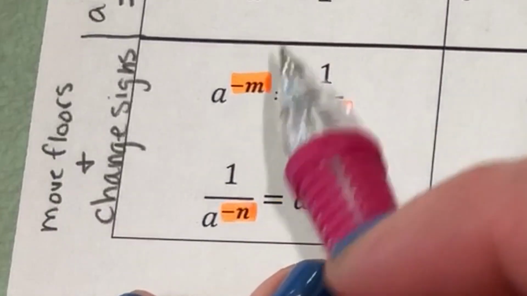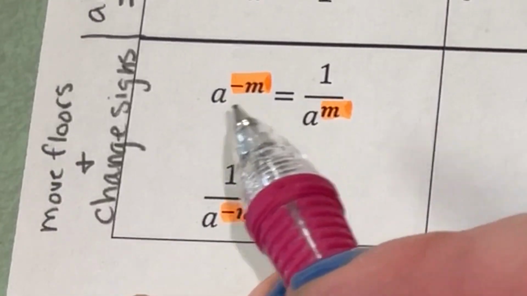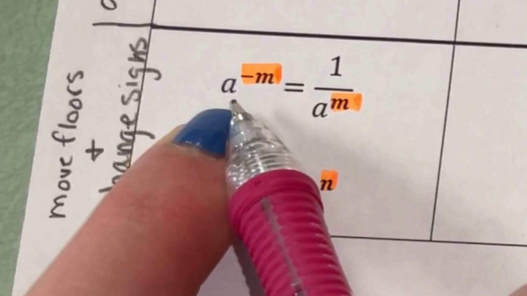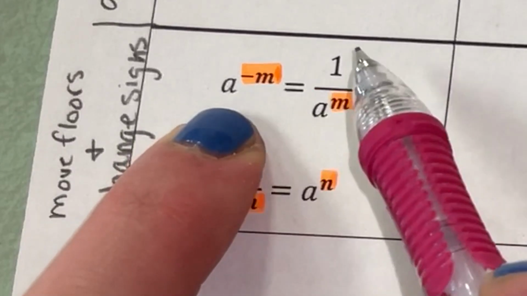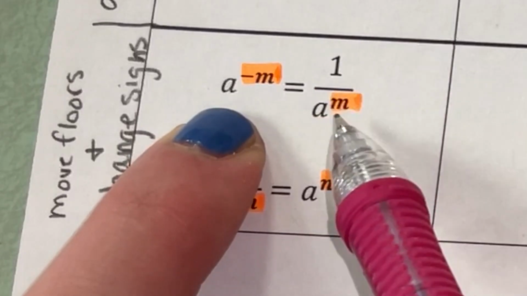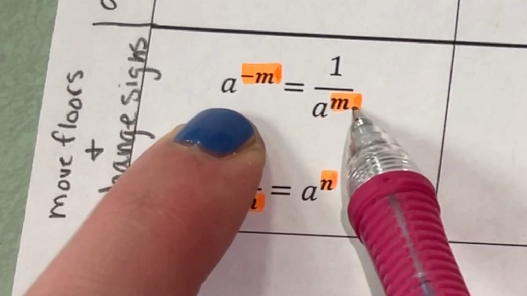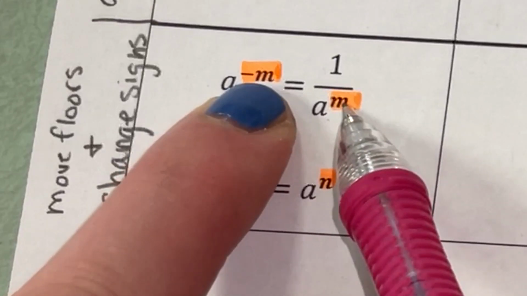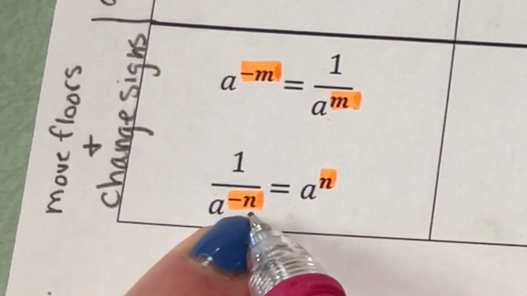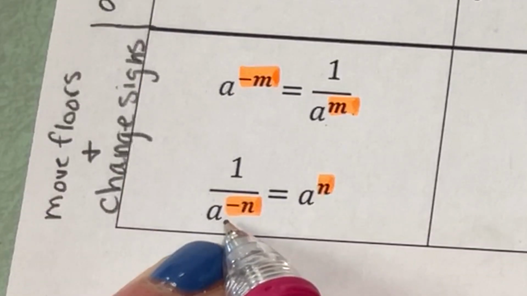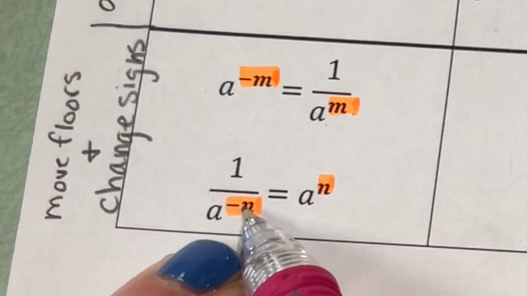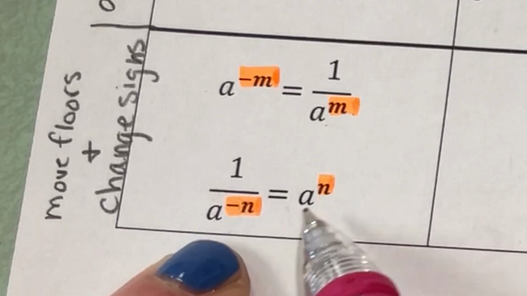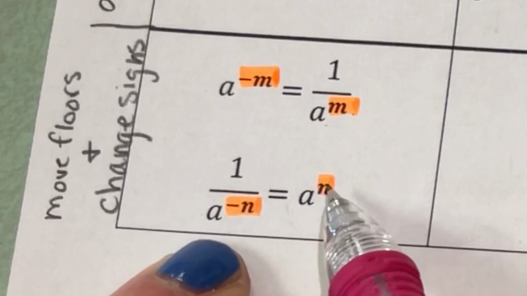Now what happens if you have a negative exponent? If you have a regular base with a negative exponent, it wants to move to the basement. So we're going to move it to the bottom of a fraction bar and make it positive. So it went from a negative m, moved to the bottom and became positive. Same thing happens in the other direction. If your base is at the bottom of a fraction bar and it's got a negative exponent, then it becomes a normal, regular base, not a fraction, and then to the positive n.